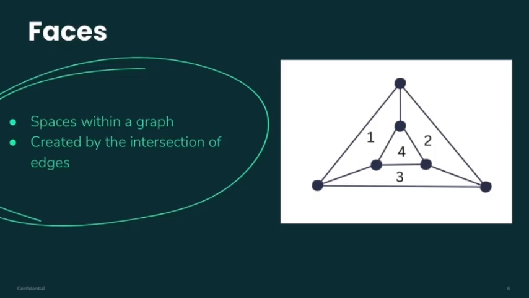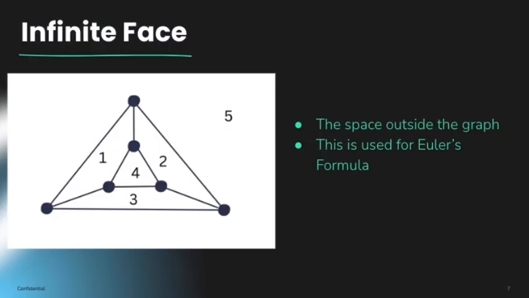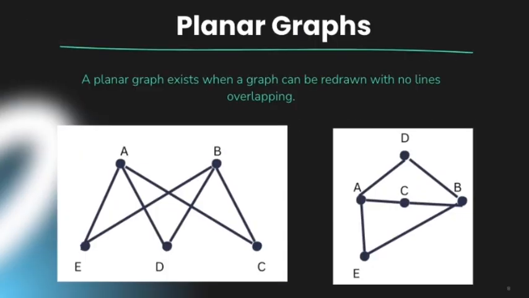Faces are the empty areas in a graph created by intersecting edges. This graph specifically has 4 faces within the graph. However, when using Euler's formula, you also count the infinite face, which is the space outside the graph. So including the infinite face, this graph has 5 faces. When you have a planar graph, you can reorient the vertices and edges so that no lines intersect like shown here. They're the same graphs, just moved around.